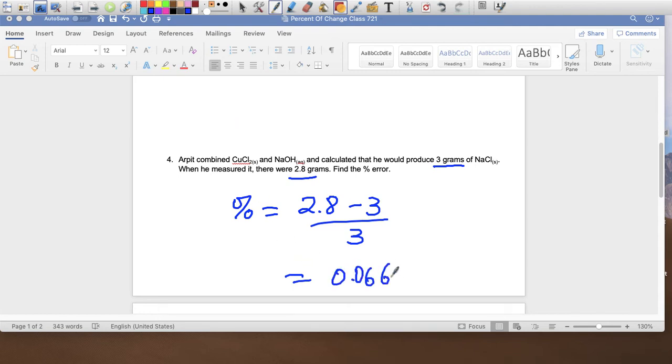Change that to a percent. Move 2 over. And it's negative. So the error here was negative 6.6% or 6.7%, depending if you round. Okay.